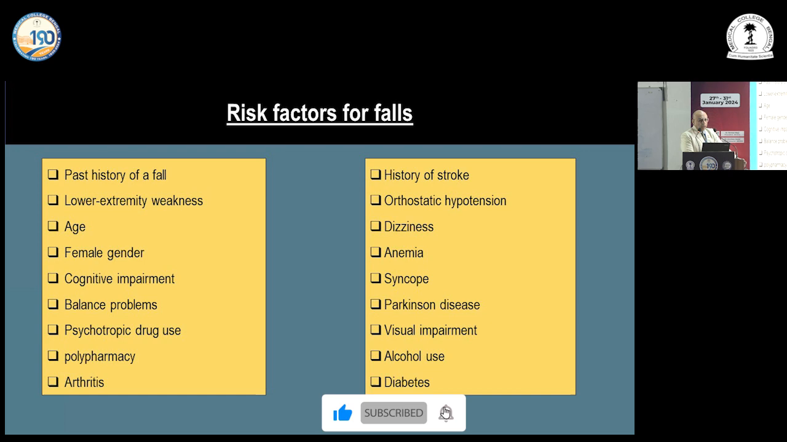The risk factors for fall: if there is a past history of fall, the chance of fall increases. So whoever has a history of fall should be aware. Lower extremity weakness from neurological and other causes, and as age increases, the chance of fall increases. Female gender, cognitive impairment, balance problems, psychotropic drug usage, multiple drug use, arthritis, and previous history of stroke. This is a list of things which can increase the chance of fall, so patients with this kind of history should be very cautious about falls and related hip fractures.